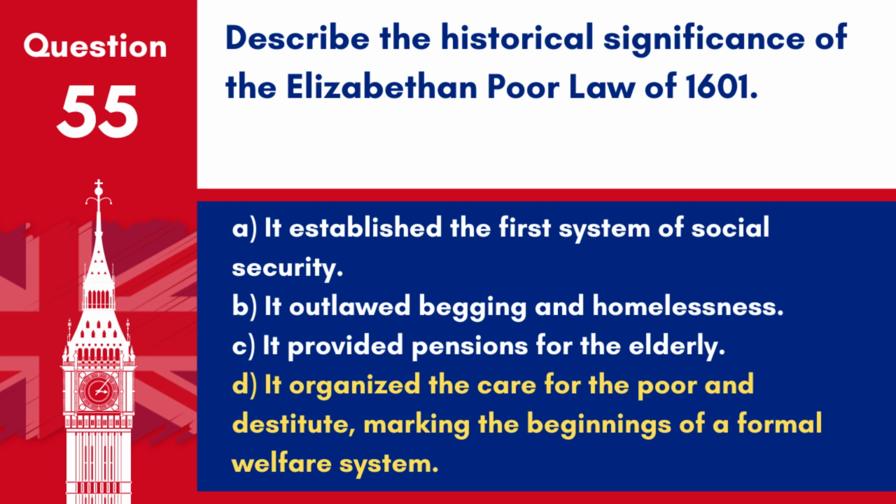Answer D. It organized the care for the poor and destitute, marking the beginnings of a formal welfare system. The Elizabethan Poor Law of 1601 is significant as it established a system to care for the poor, which became a precursor to later social welfare programs.